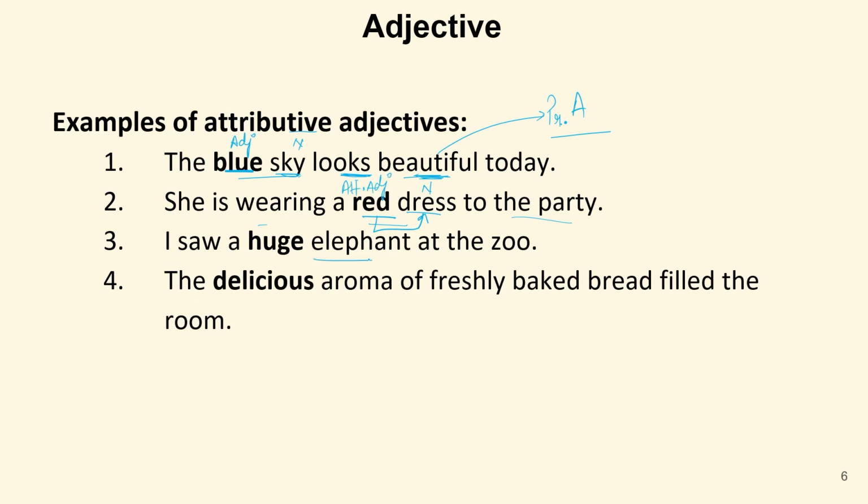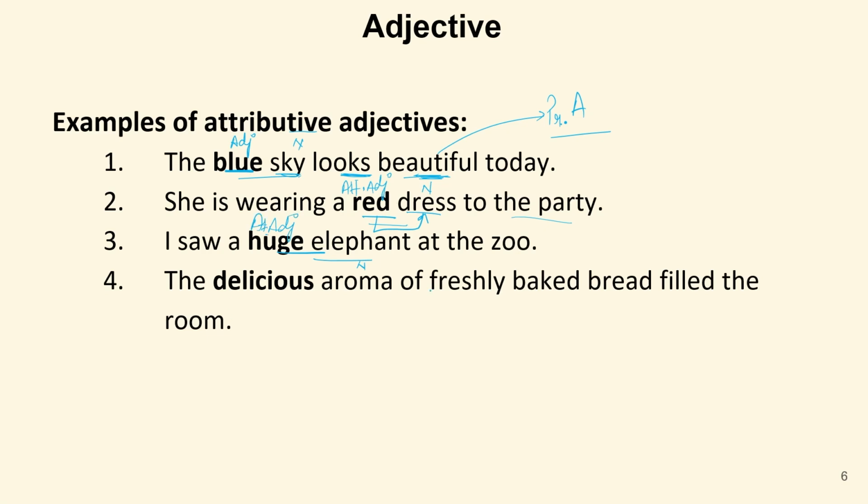I saw a huge elephant at the zoo. Now, elephant is a noun. Huge is telling us the shape or size. It's actually telling us the size of this elephant. Huge means very big. So this is again an adjective, and an attributive adjective.